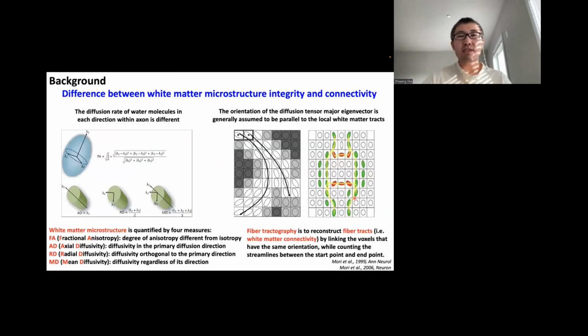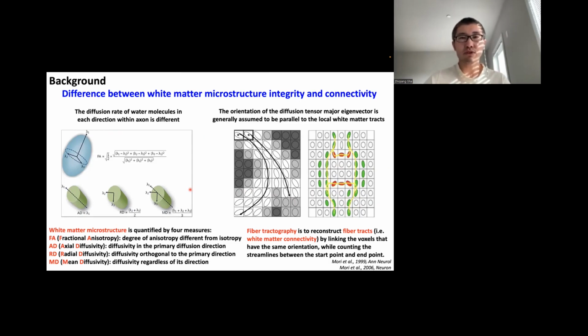Speaking of DTI, I guess many people might remember some well-known DTI metrics, for example, FA, AD, RD, and MD. So what's the difference between these white matter microstructure metrics and the white matter connectivity that we introduced today? Let me talk about the difference.